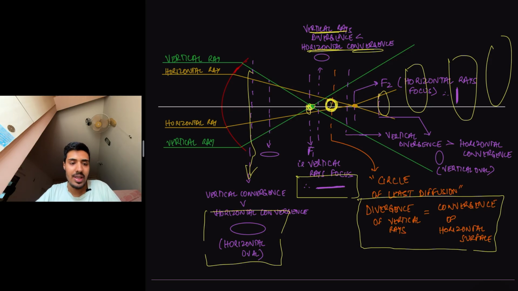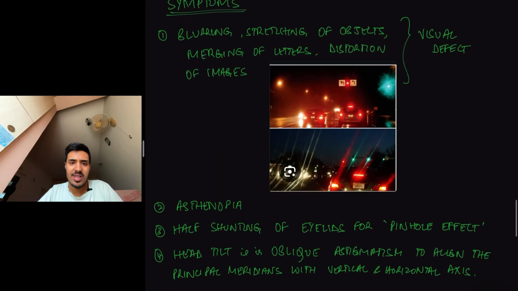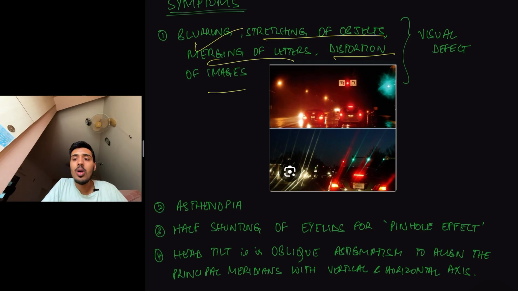What is important here is the circle of least diffusion, which we want to be on the retina for minimum loss of vision. So what are the symptoms? Obviously, you have no true focal point. 1 axis, 1 refractory power. So there is blurring of image, there is stretching of objects, there is merging of letters, there is distortion of images. So these are all the visual defects. Understood?